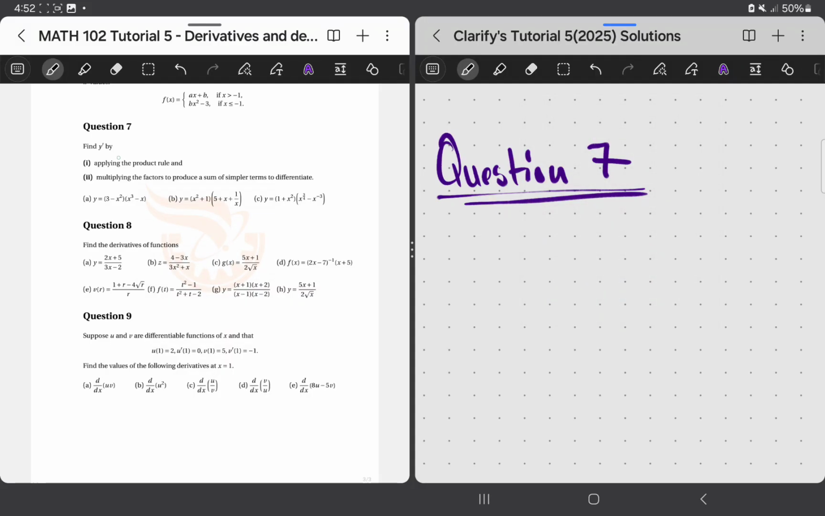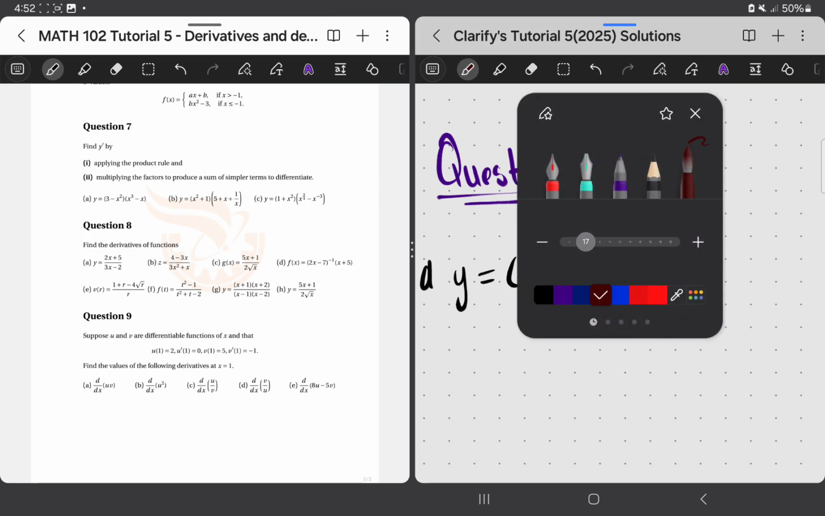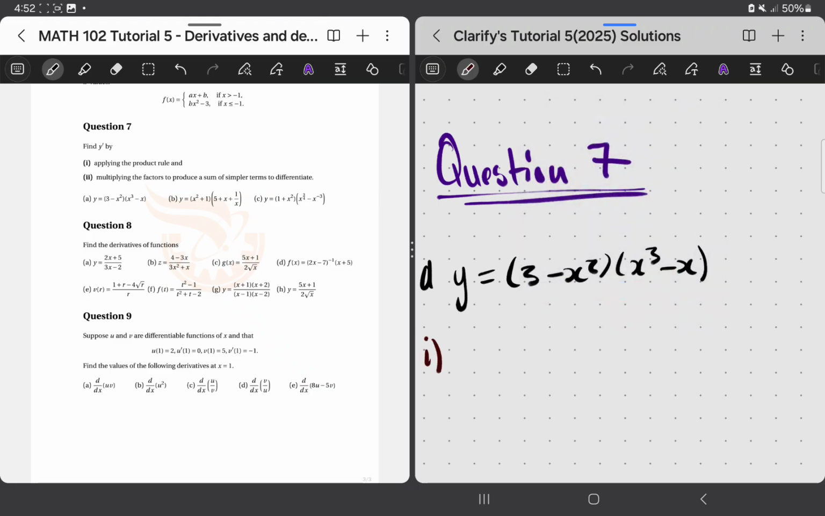Here they're saying, find y prime by applying the product rule. We are doing question 7, part a, part i. So let's put 7a. It's saying y is equal to 3 minus x squared multiplying x cubed minus x, like this. Okay, no problem. So now they're saying find y prime by applying the product rule.